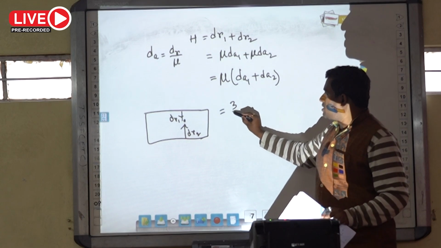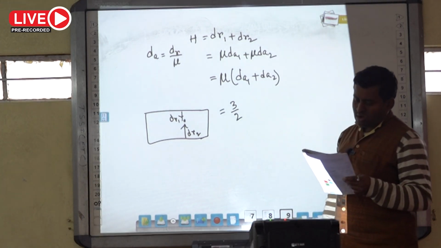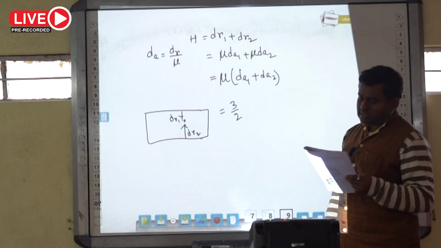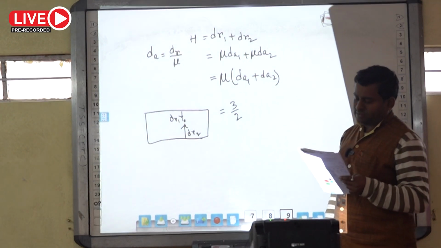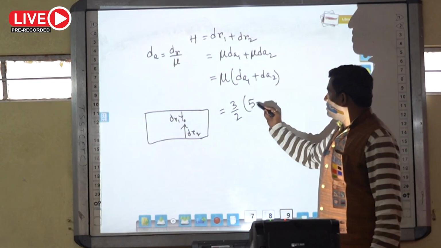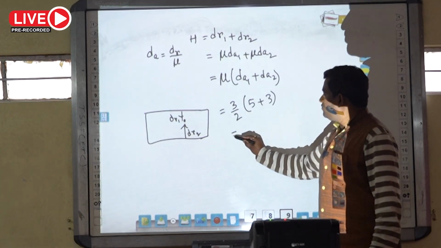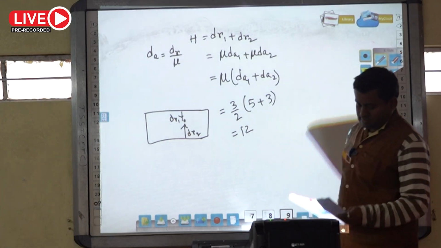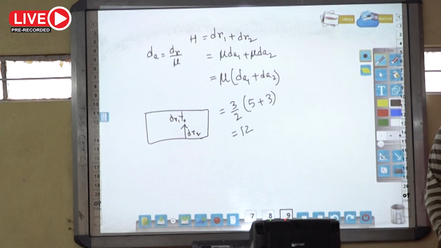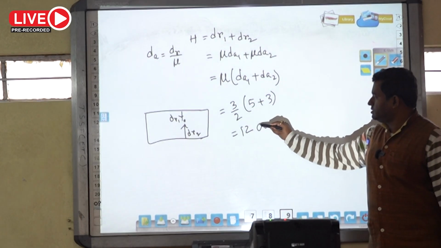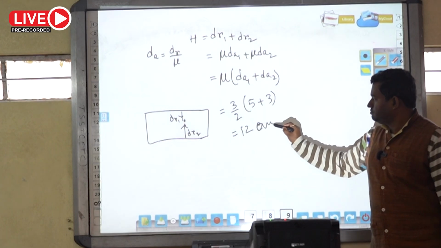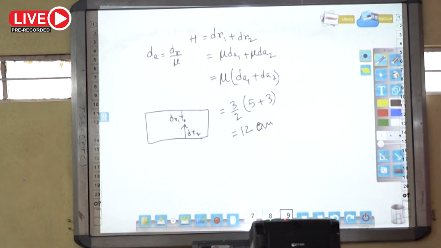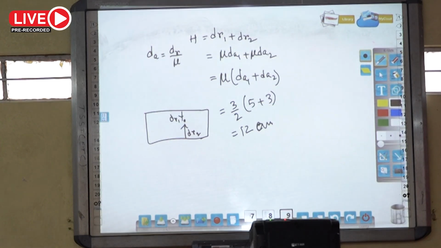Mu is 1.5, that is 3/2, and the others are given as 3 and 5. So 5 plus 3 is 8, times 3/2, that is 12. So it is 12 centimeter. This is the thickness of the slab. So two apparent depths are given, you have to find out the two real depths and add them.